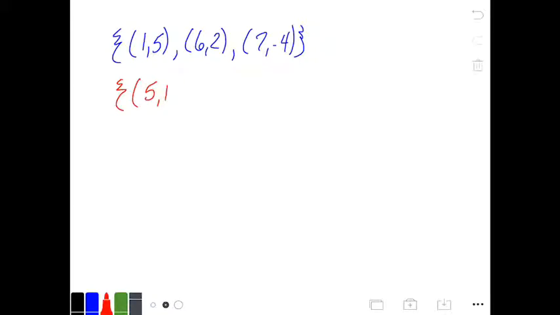So this is (5, 1). The next one will be (2, 6). The next one will be (-4, 7). It is that simple. That is your answer for the first section for number one. Then determine if it's an inverse or not. This is going to be an inverse because you just switch the coordinates around.